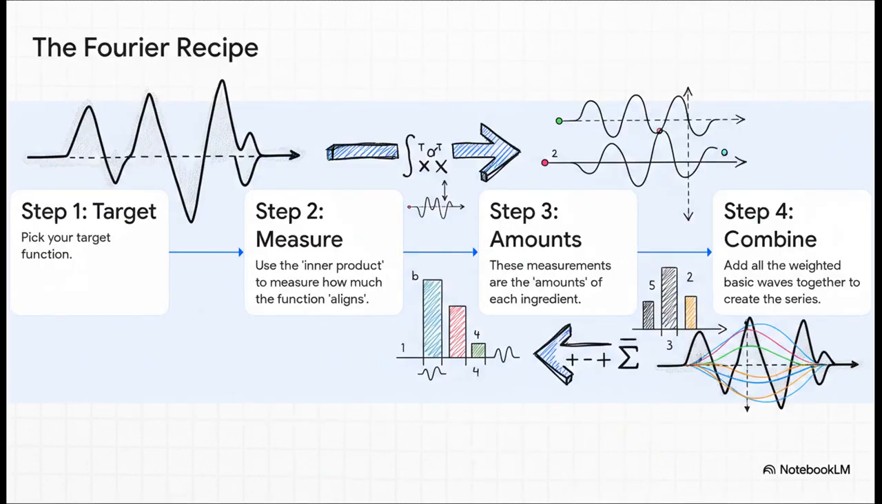And here is how it works. First, you just pick the function you want to build. Now, step 2, this is where it all clicks. You use that inner product we talked about to measure how much your function aligns with each one of your basic wave axes. Those measurements give you your coefficients, the exact amounts for your recipe. And finally, you just add all those pieces together.